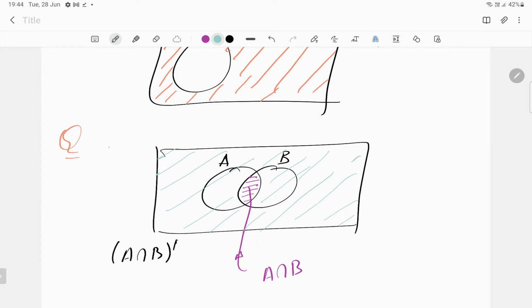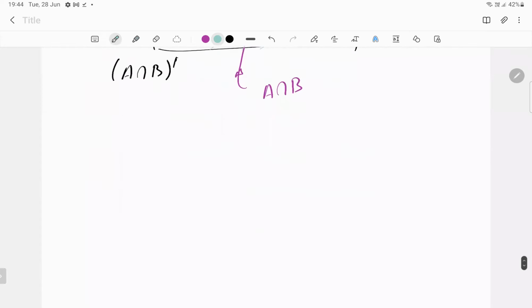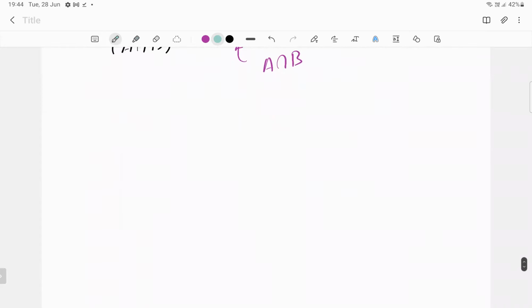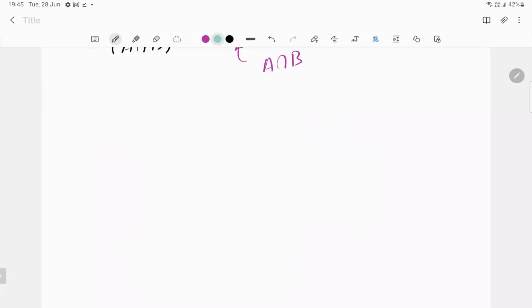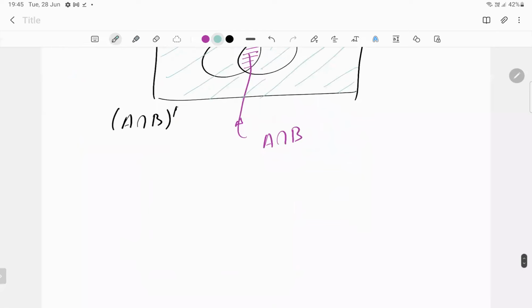Got it? So now there is a theorem, that is De Morgan's theorem. What is it? I forgot his name, sorry. I haven't studied for like 5 years. De Morgan's theorem, it's very simple. Okay, first shall we write?